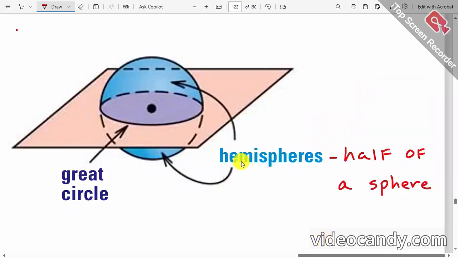All right, so real quick, the definition of a hemisphere is just half of a sphere. So basically, if you took a plane like this flat sheet in pink and it went through the center of the sphere, it basically cuts the sphere in half. So this hemisphere, there'd be one on the top and one on the bottom, this whole thing right here.